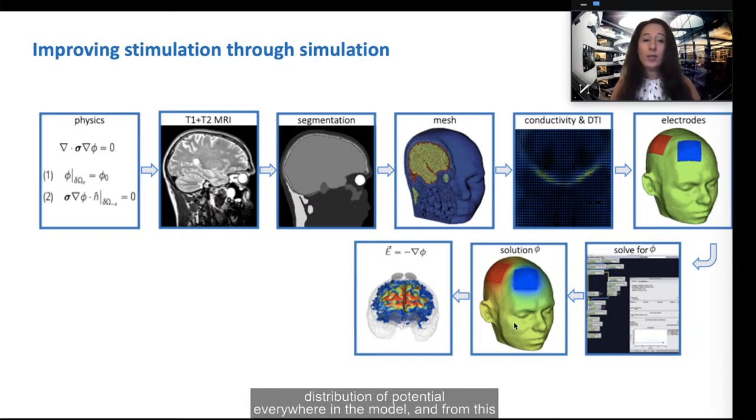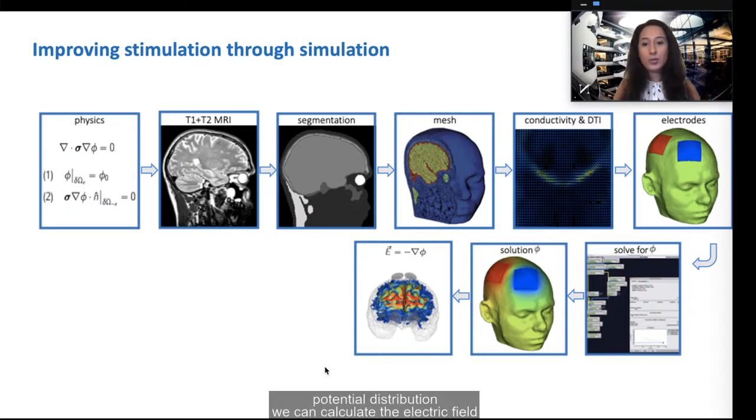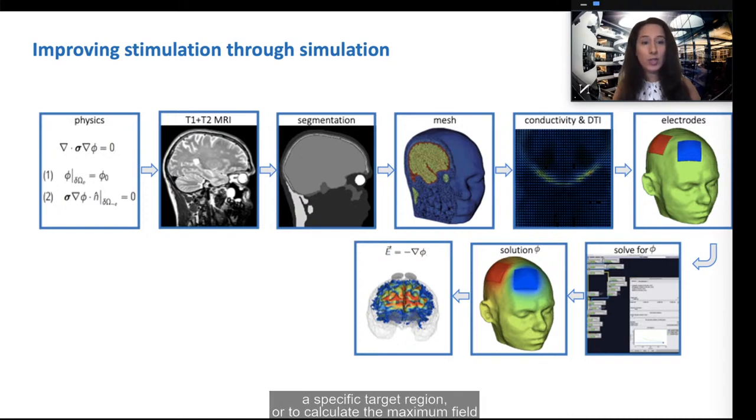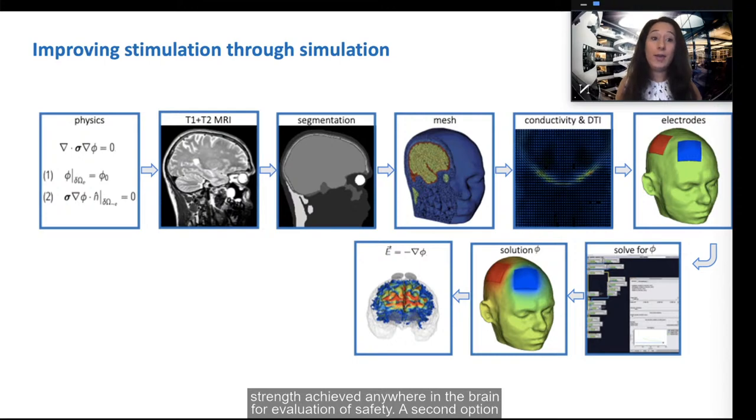This results in a distribution of potential everywhere in the model. And from this potential distribution, we can calculate the electric field everywhere in the model, the current density, or any other parameter we might be interested in. Now, this is often the endpoint of a study. This information, electric field distribution in the brain, can be used, for example, to calculate the average field strength in a specific target region, or to calculate the maximum field strength achieved anywhere in the brain for evaluation of safety.